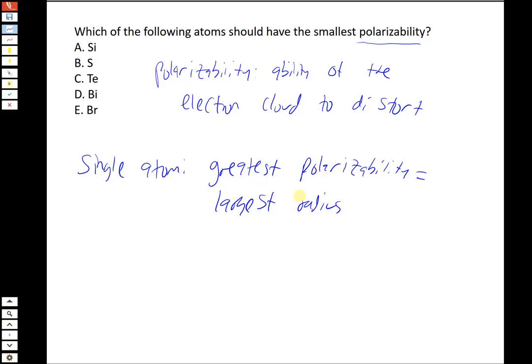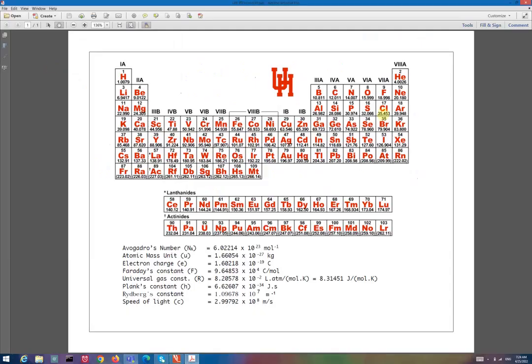So when you're asking a question like this that deals with polarizability of a single atom, all we need to look at is the atomic radius. And in this case, we're looking for the smallest polarizability, which should be the one that has the smallest atomic radius. So we have silicon, sulfur, tellurium, bismuth, and bromine. So let's go find those in the periodic table and compare their radius. See if I remember all that. But anyway, remember that if we're looking for the smallest atomic radius, we're looking for the one that's going to be furthest to the right and furthest up. So radius is going to decrease left to right and bottom to top.